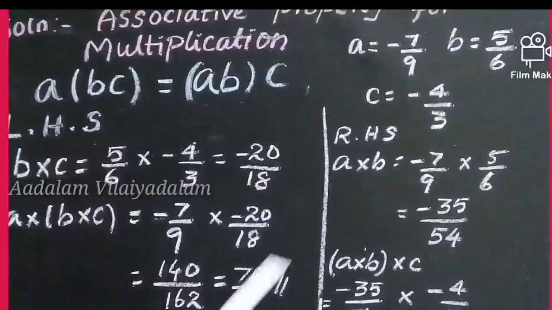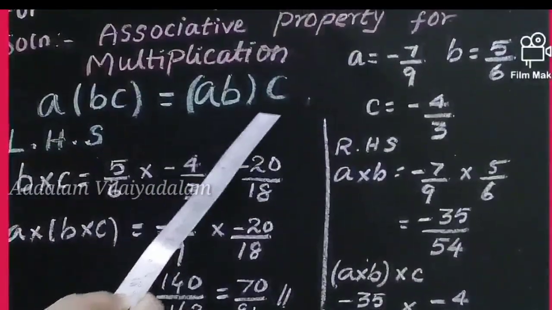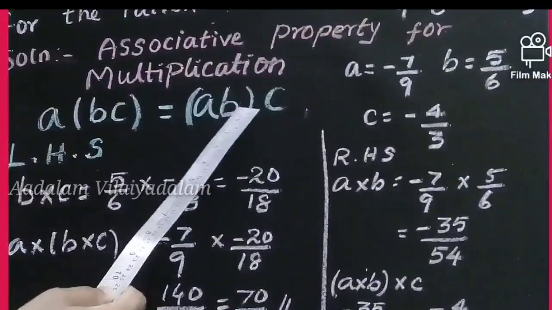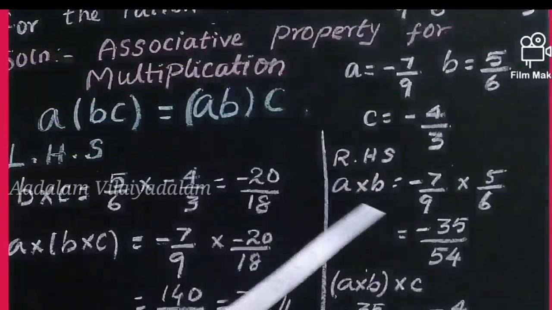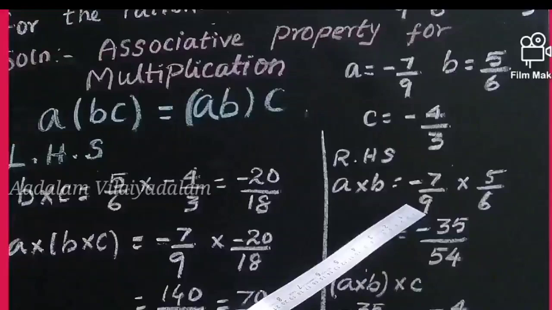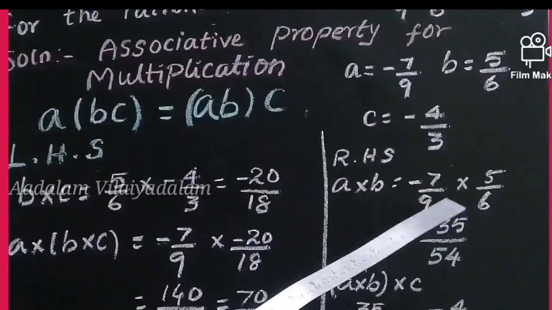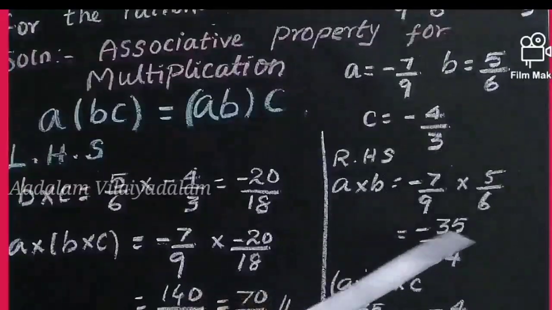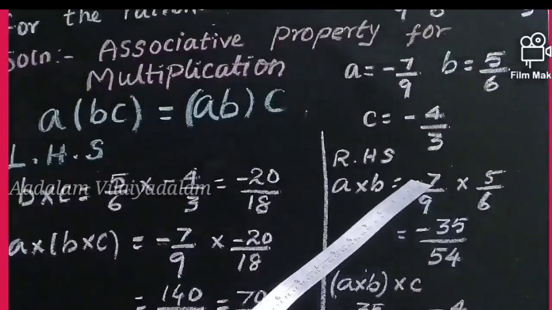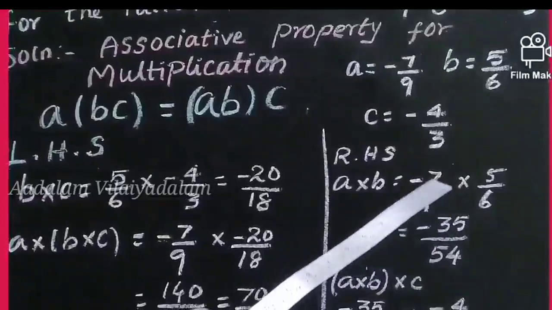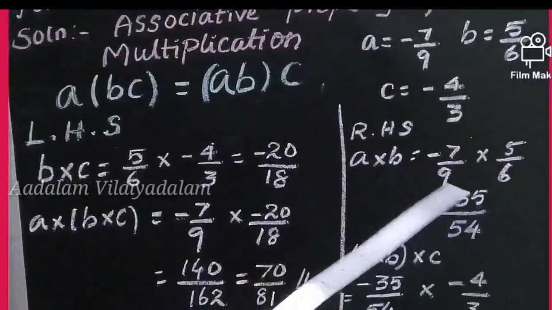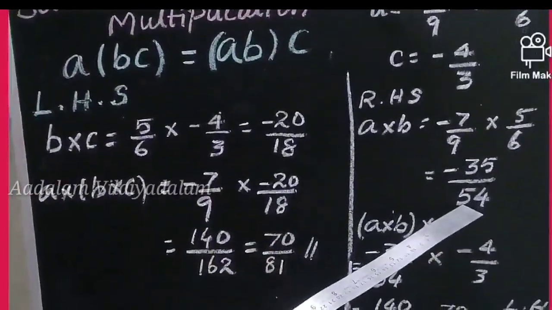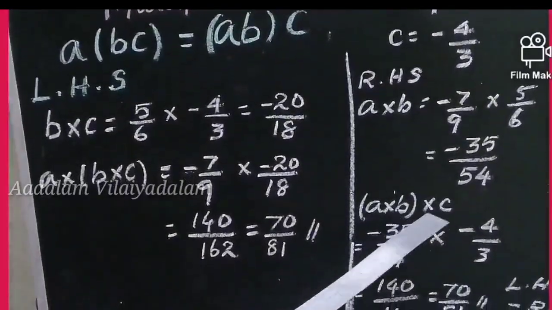Next we have to find the RHS value. So RHS value, first you complete A into B, the product of A into B. So here the A value is minus 7 by 9, B value is 5 by 6. Just you multiply the numerator value. Here also cancellation is not possible. So plus into minus, minus 7 5s are 35, 9 6s are 54.